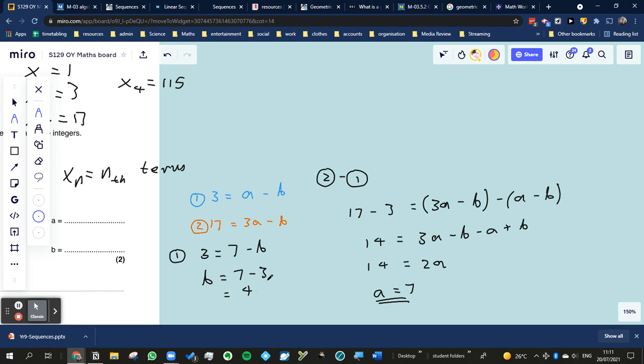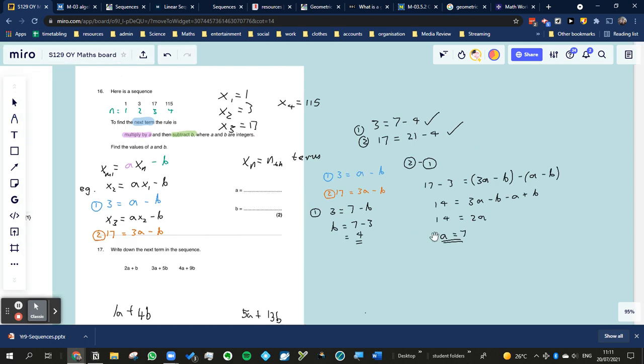So, well, hopefully this is correct. We can check that it's correct in a number of ways. So first of all, is it true that 3 is equal to a minus b? Does 3 equal 7 minus 4? It does. Okay, so that's our first check. Second one, is it true that 17 is equal to 3a minus b? Well, 3 times 7 is 21, minus 4 is going to be 17. So that looks good. So we've solved the simultaneous equation.